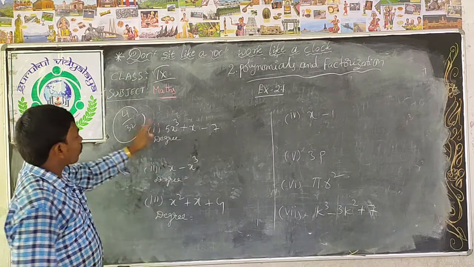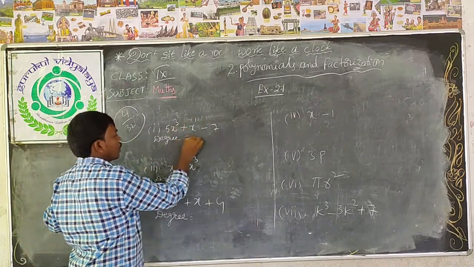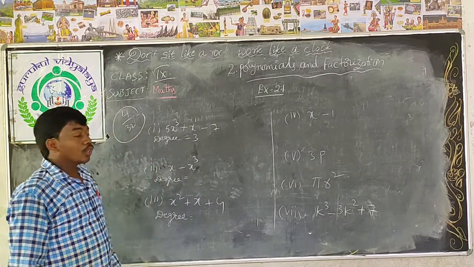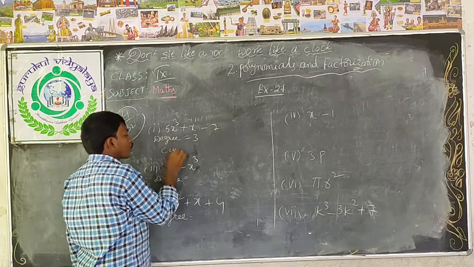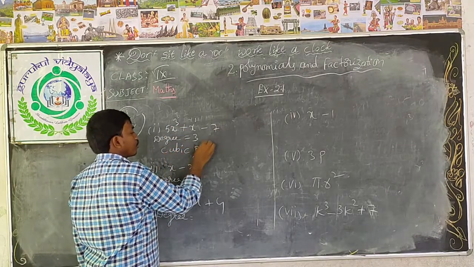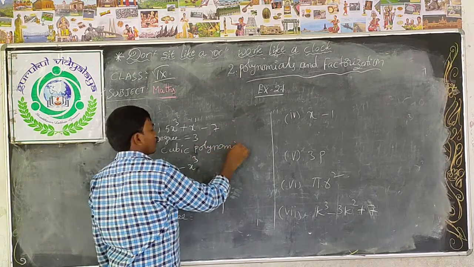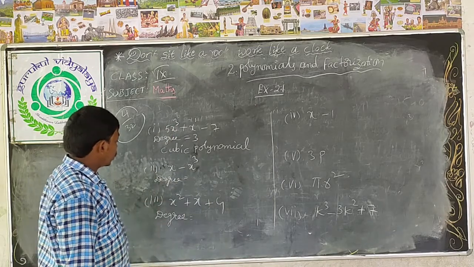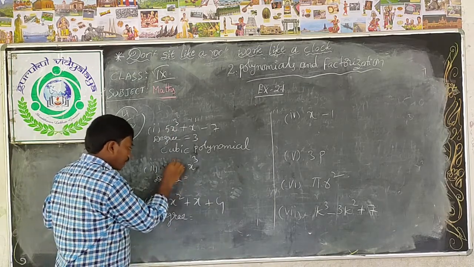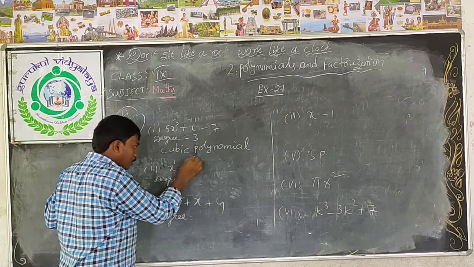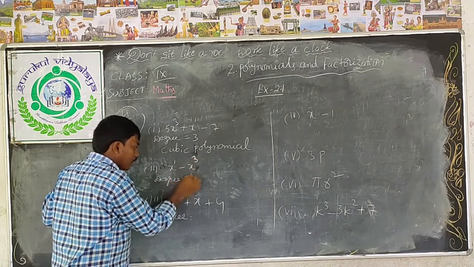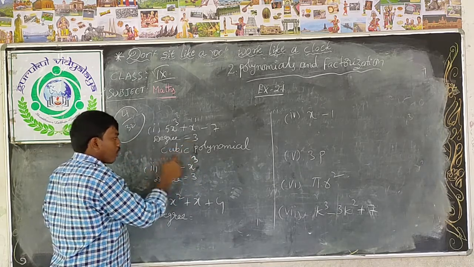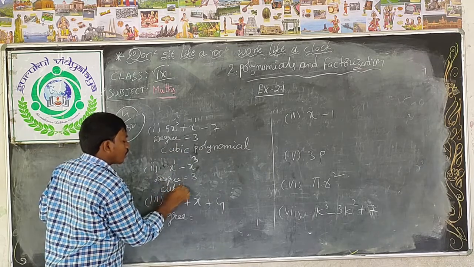What is the highest power of the polynomial? 3. So if the degree is 3, then it is called cubic polynomial. This one, see the children, the power of x is 1 minus x cube. This is the 3. What is the highest power? 3. So the degree is 3. Then it is called a cubic polynomial.